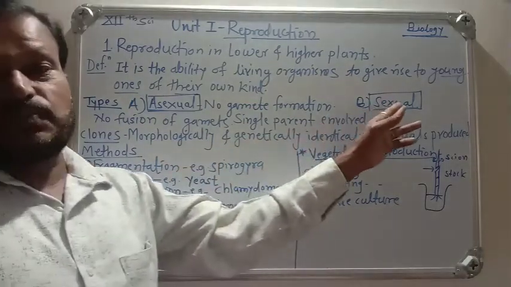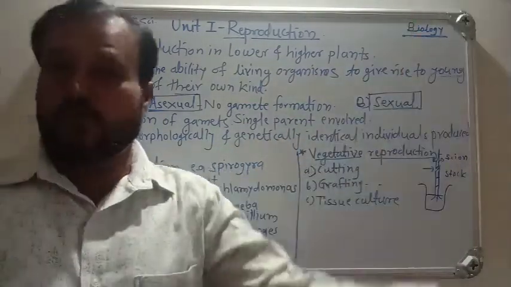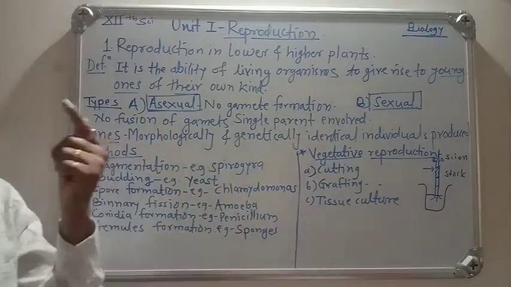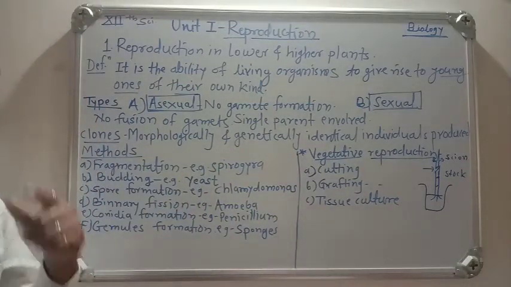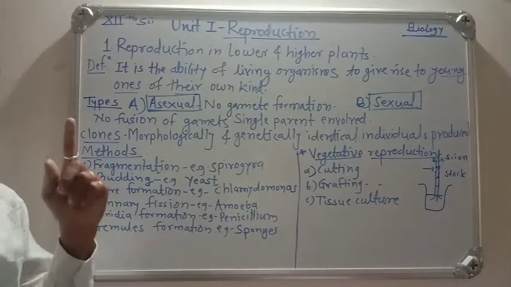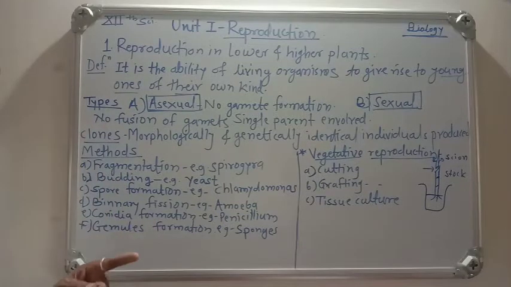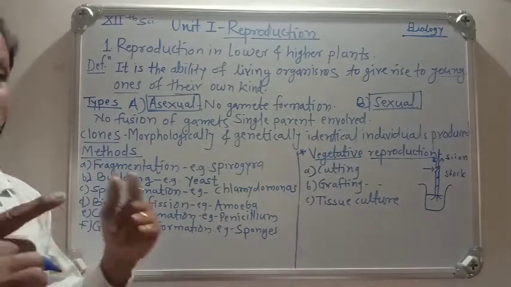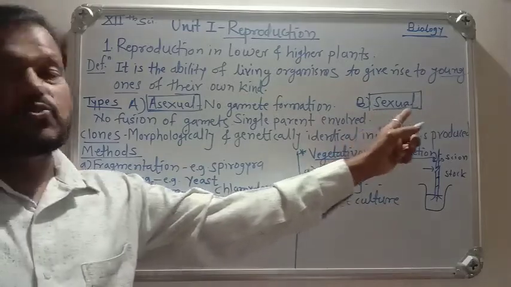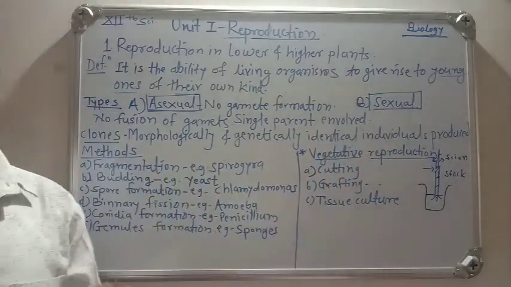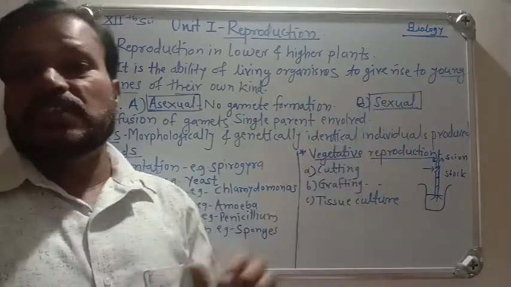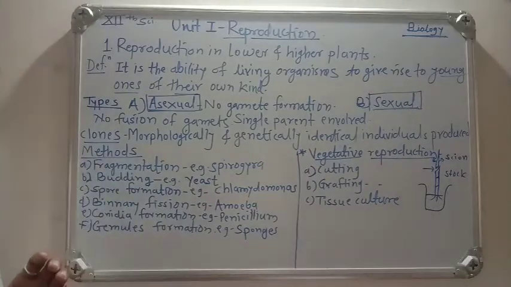The sexual reproduction process leads to evolution. Why? Because there is formation of gametes, formation of sex cells, the process of meiosis takes place, and there is fusion of gametes, fertilization. So it leads to evolution. So sexual reproduction is considered a tool of evolution.